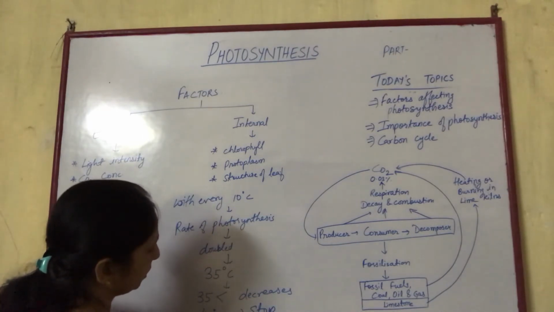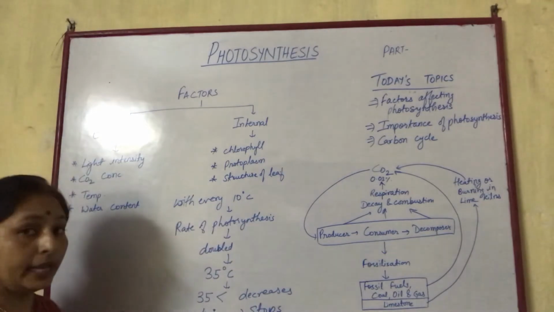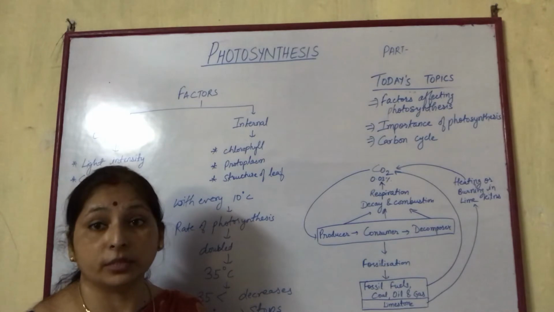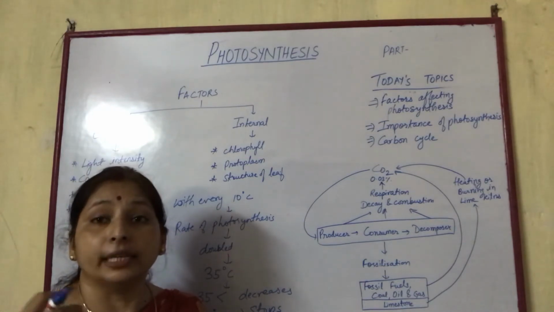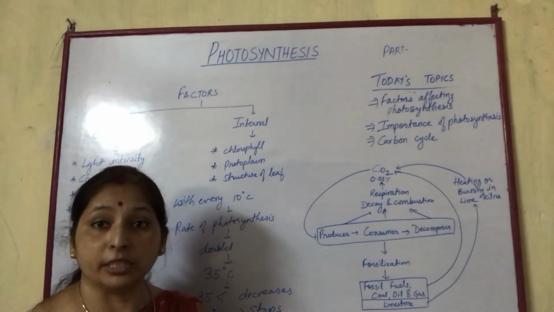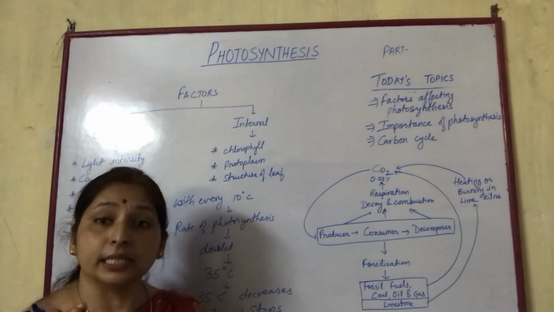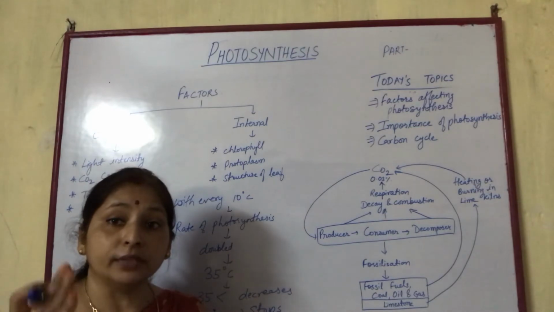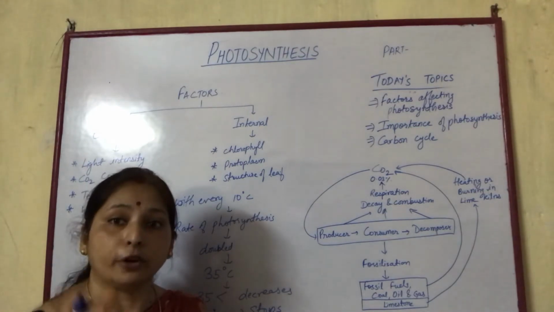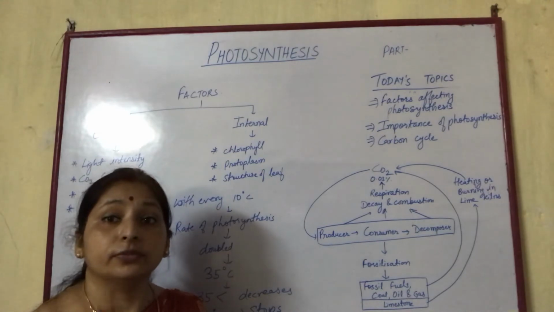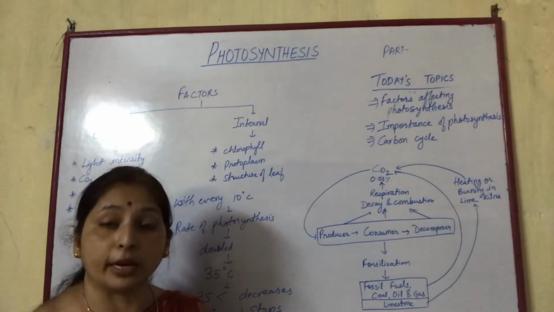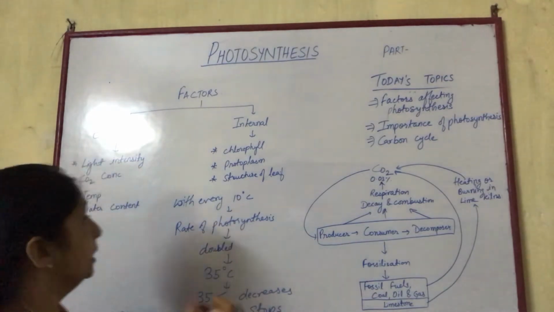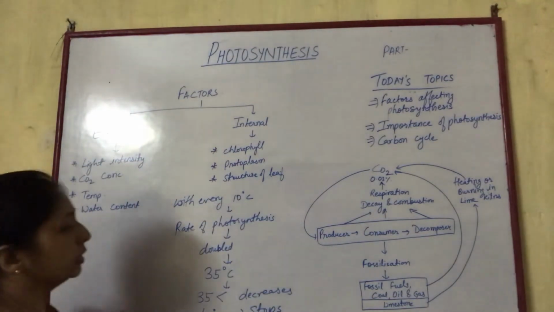Why does it stop? Because the enzymes required for photosynthesis get destroyed at this temperature. So the process increases with temperature up to 35, decreases after 35, and at 40 it stops because of the enzymes getting destroyed by high temperature and high light intensity also. Then last is the water content.